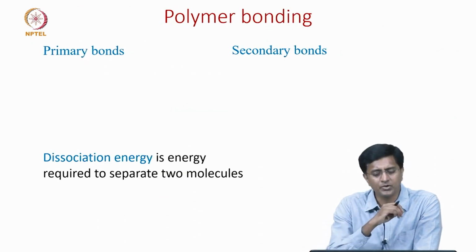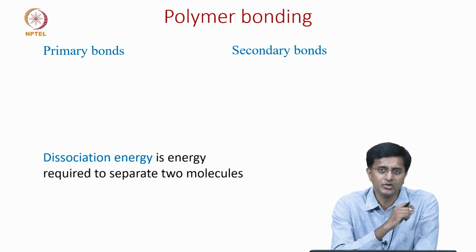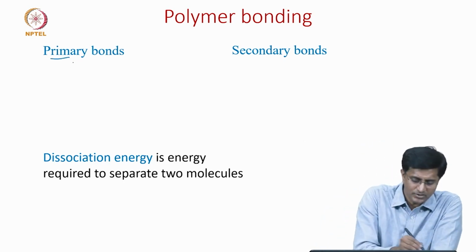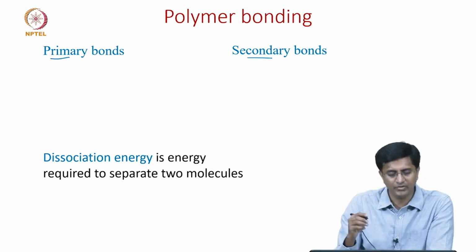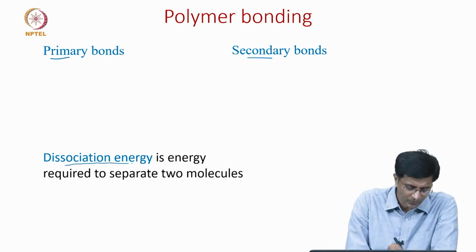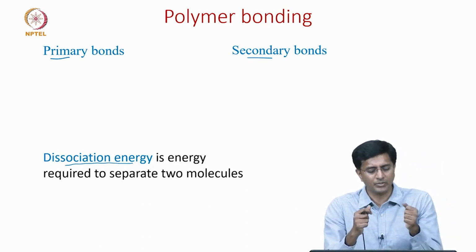We will now discuss the bonding between polymers, because there are two extremes. One is the primary bonds and the other is the secondary bonds. The way we differentiate between them is by their dissociation energy. What is dissociation energy? It is the energy required to separate two molecules.